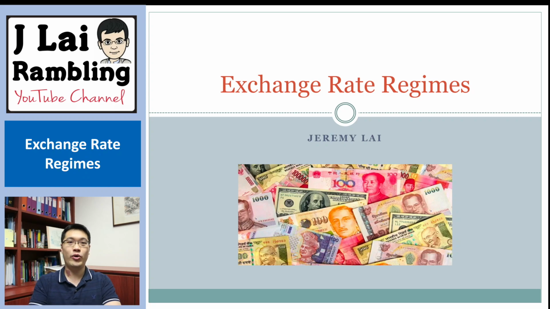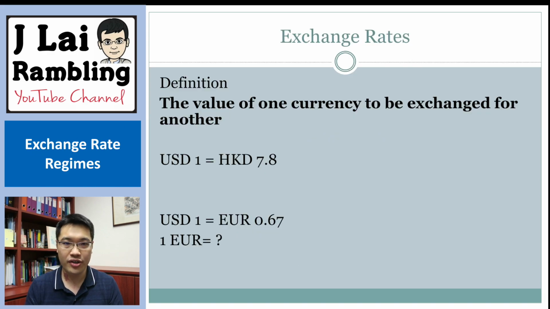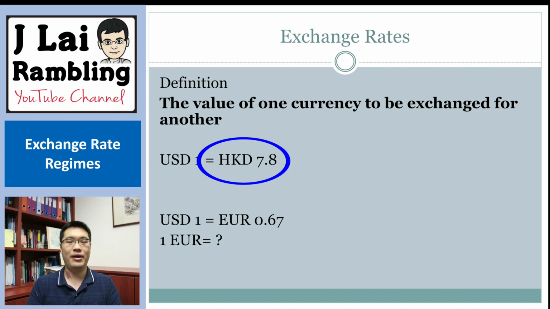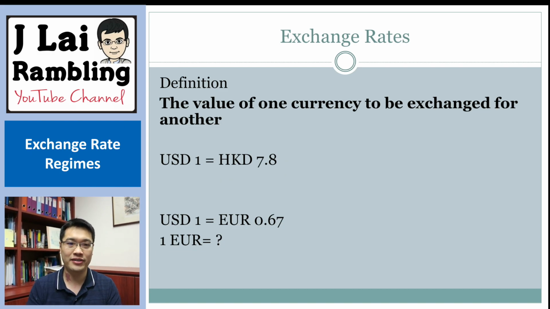Today we're going to be talking about exchange rate regimes. So what is an exchange rate? It is basically the value of one currency to be exchanged for another. As we know, one US dollar is equivalent to 7.8 Hong Kong dollars. Actually, it's within a band, but that's the exchange rate that's been fixed for a long time.